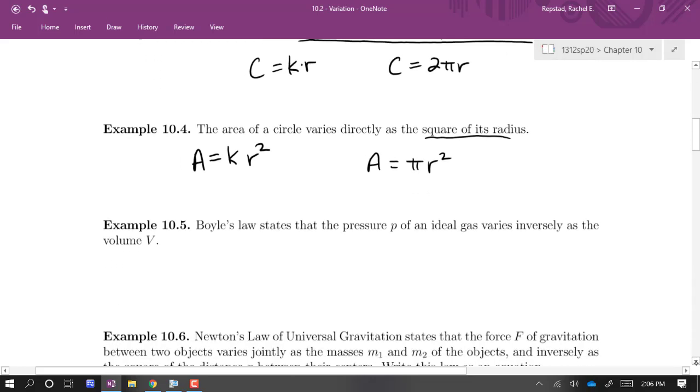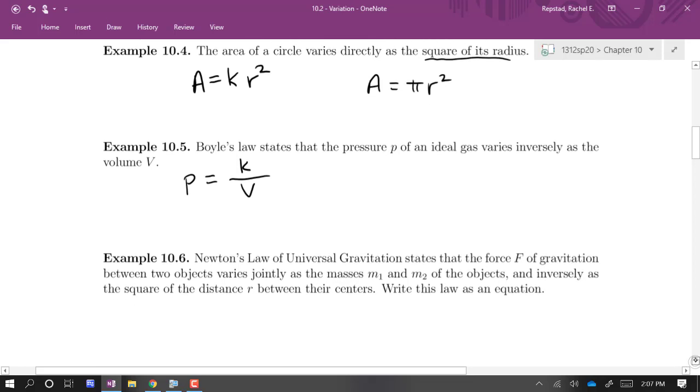In chemistry or physics, Boyle's law states that the pressure of an ideal gas varies inversely as the volume. So that means as the volume increases, the pressure decreases. P varies inversely as the volume, so it's some constant k divided by volume.